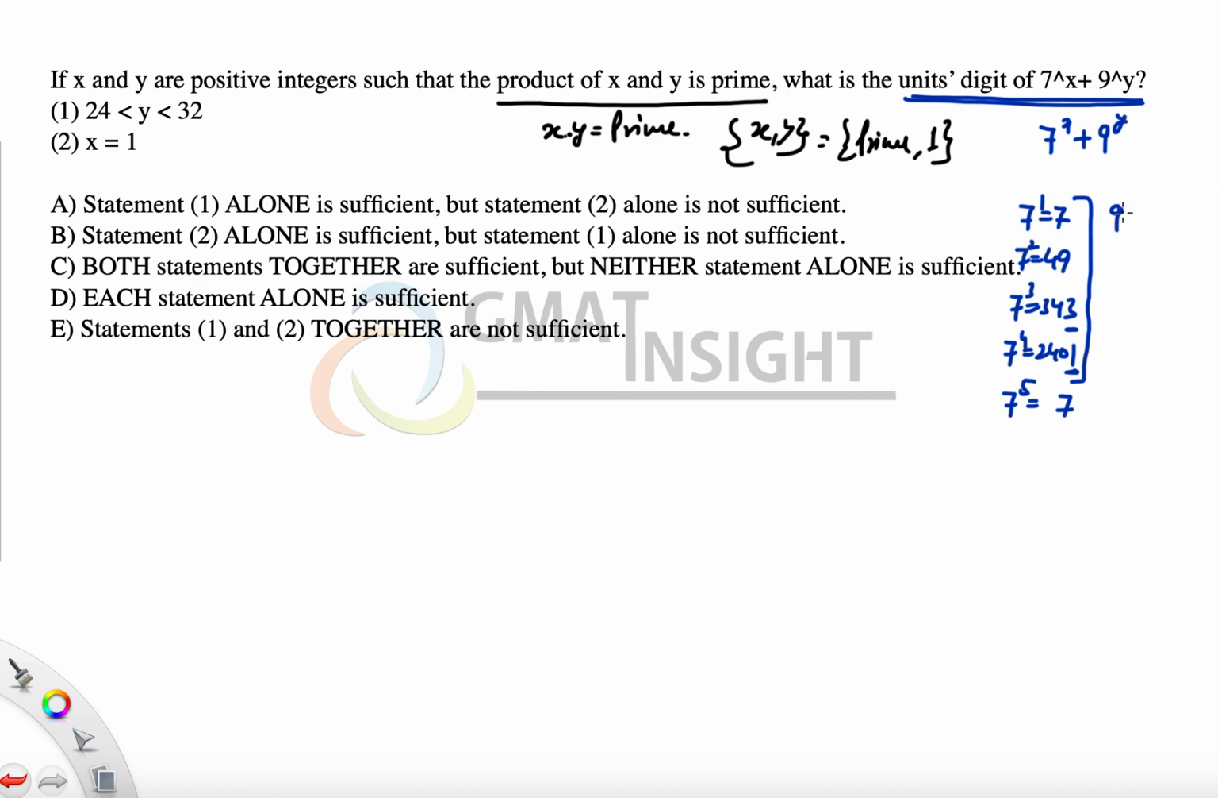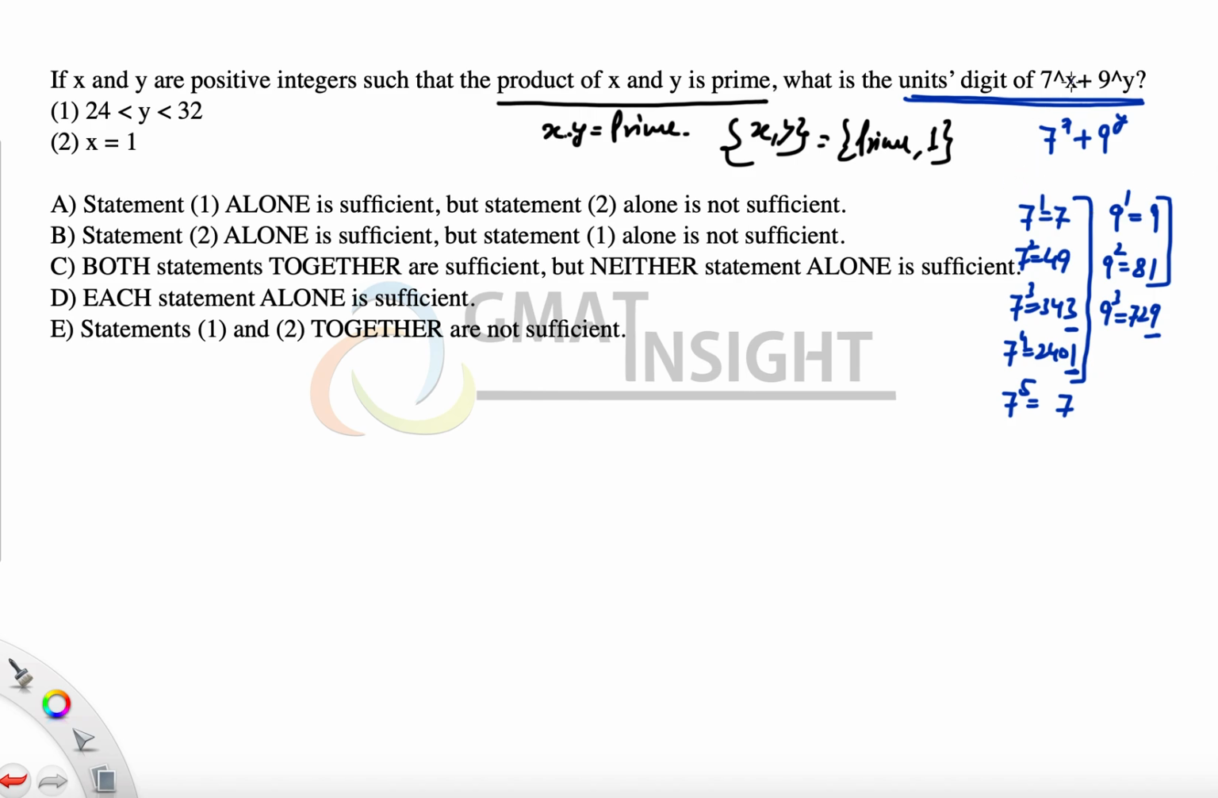Similarly, let's look at the cyclicity of 9. 9 to the power 1 is 9, 9 squared is 81, so the unit digit is 1, 9 cubed is 729, so the unit digit is 9 again. We can see that the cyclicity of 9 is actually 2 because after 2 powers the unit digit has started repeating. These are the few basic things that we need to know. I have already discussed the cyclicity principle in detail in the concept videos.